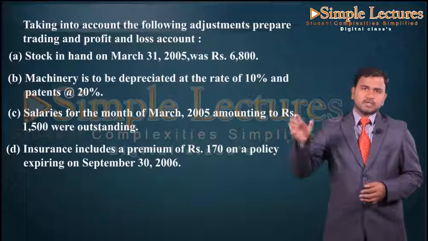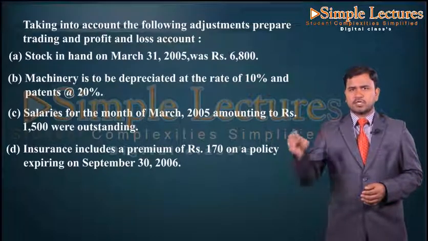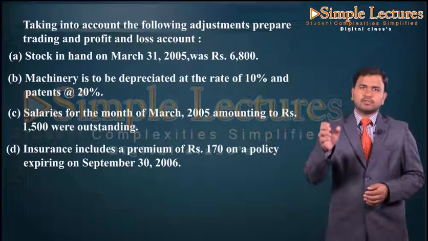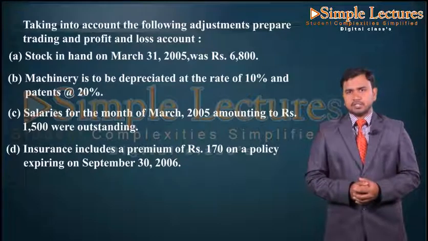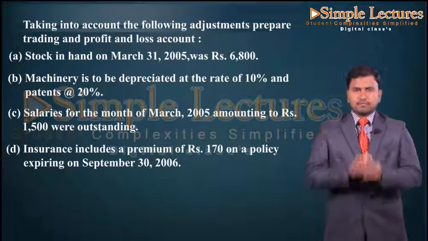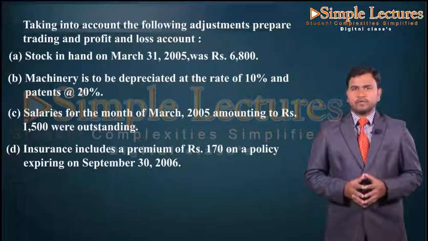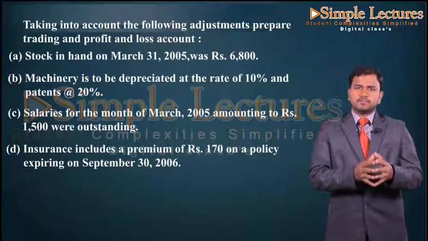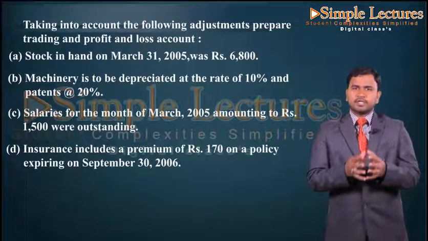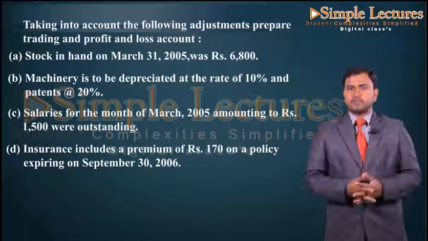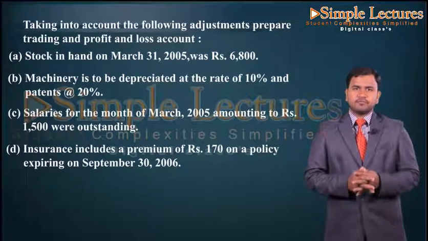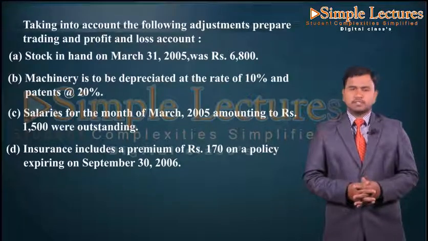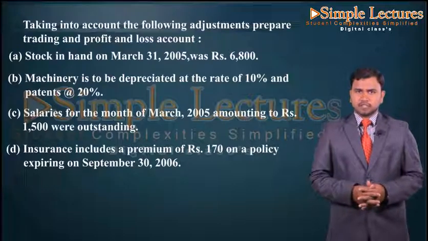Then we have insurance, which includes a premium of rupees 170 on a policy expiring on September 30th 2006. We are preparing the trading and profit and loss account and balance sheet for the year ending March 31st 2005. But coming to this point, it means that the insurance amount includes a value of rupees 170, which is a premium for the policy expiring on September 30th 2006.